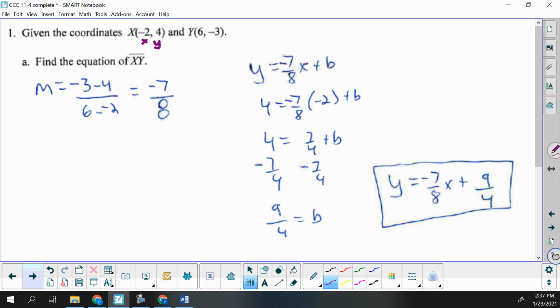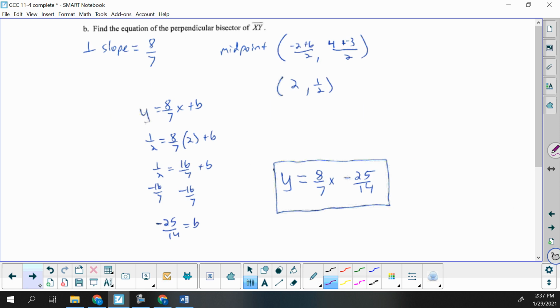B was a follow-up of this. We wanted the perpendicular bisector. So flip and negate your slope to get the perpendicular slope, and that's how we got 8/7. For the midpoint, add your x's, divide by 2. Add your y's, divide by 2. So we get 2, 1/2 for the midpoint.